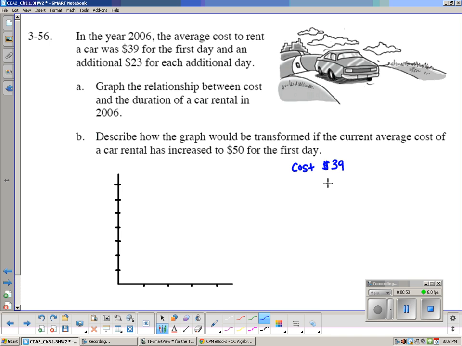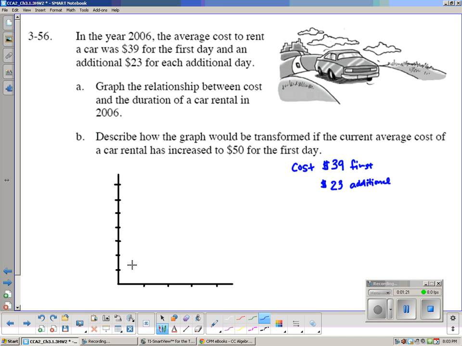And then we're going to add an additional $23 each additional day. So $39 for the first day, and then $23 for each additional day. So it doesn't matter if you're going to use it for 12 hours or 3 hours, you're going to rent it for the day, you're going to have to pay $23 each time there.